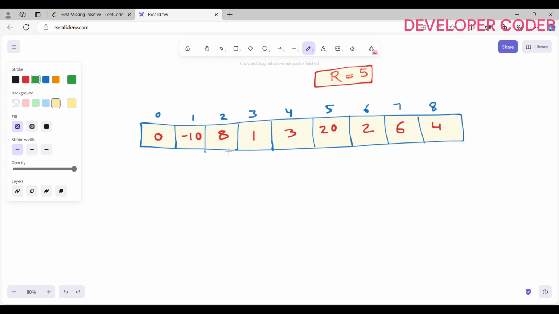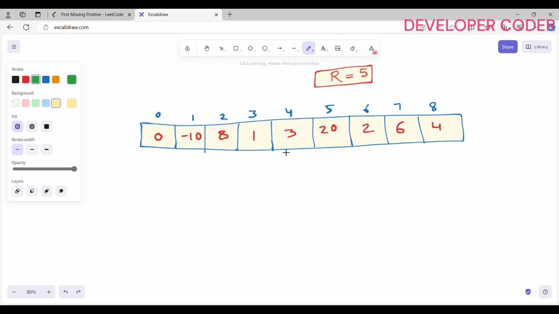Yes, there is 1. And if there is no 1, then in that case we have to simply return 1, because 1 is our smallest positive integer, right? So if there is no 1 in my array, in that case I have to just return the result as 1. Okay, but now in this example we have 1, right? So we are good. So we have found 1.